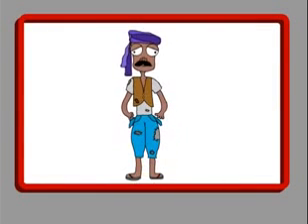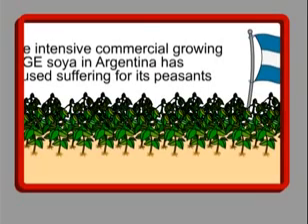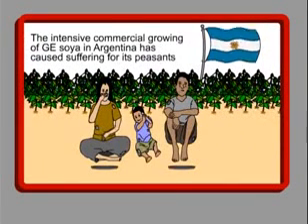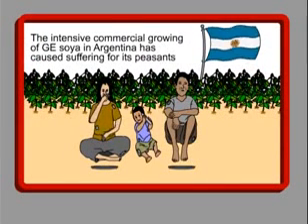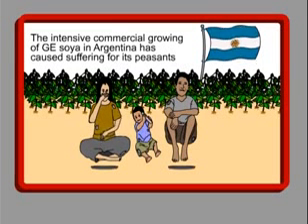Hundreds of farmers in India killed themselves when their GE cotton crop failed to produce the yield they were promised. They lost everything. Their families are still suffering. In Argentina, thousands of peasants and children are suffering from poverty and malnutrition because of the intensive commercial growing of GE soya. They have lost their local food like vegetables, which they depended on for a healthy diet. Now, they are forced to eat GE soya, which is harmful, not their cultural food.